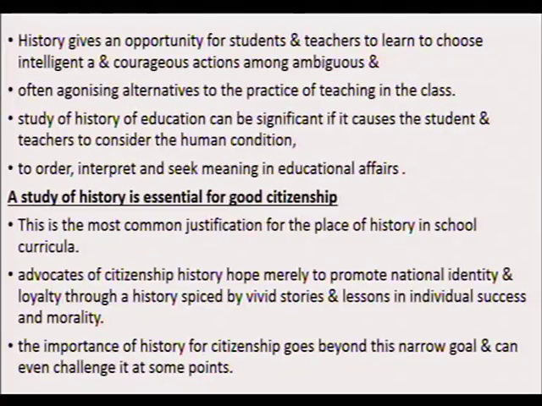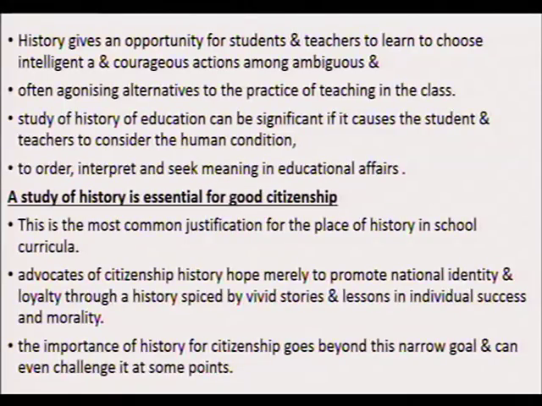The study of history of education can also be significant if it causes the student as well as the teacher to consider the human condition, to order, interpret, and seek meaning in educational affairs. Another statement that one could consider is that when we study history, it will help us to become better citizens. Now, why do we say so?